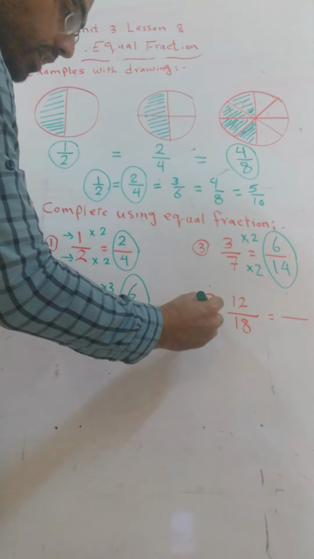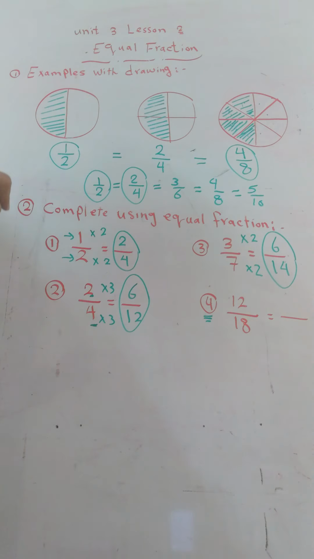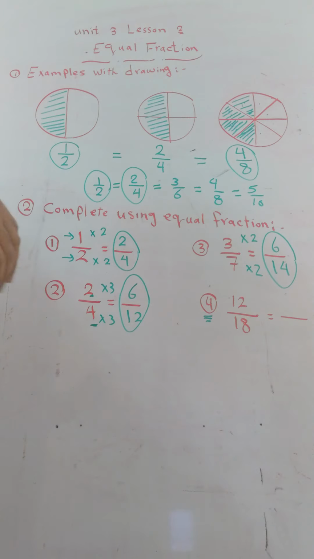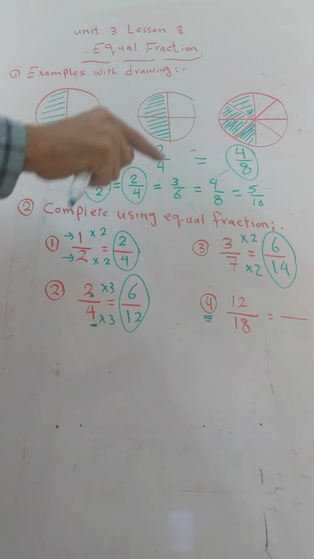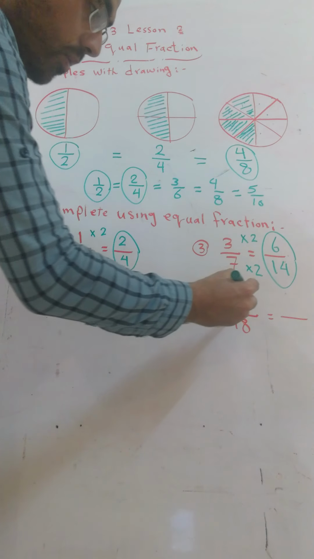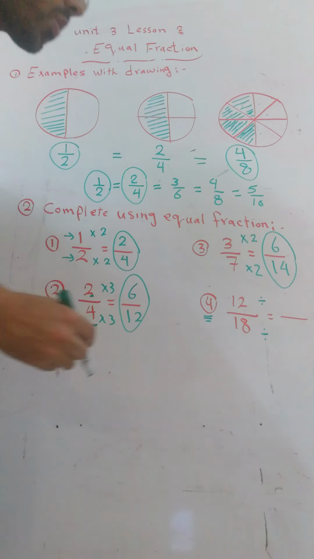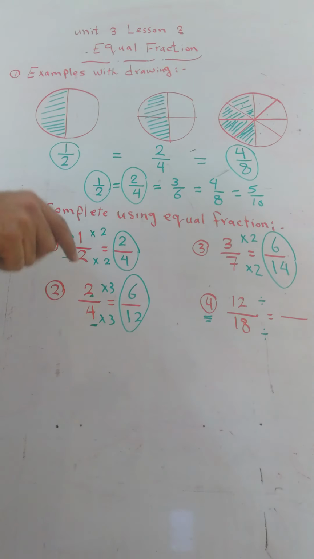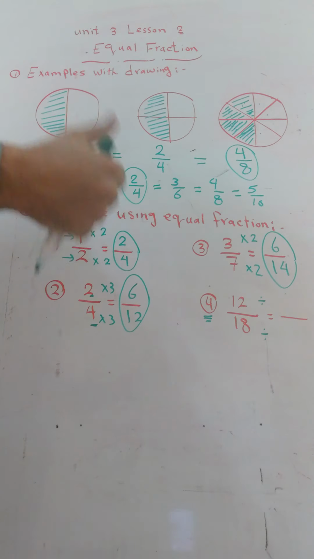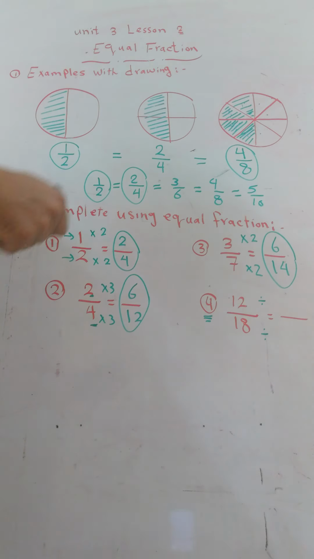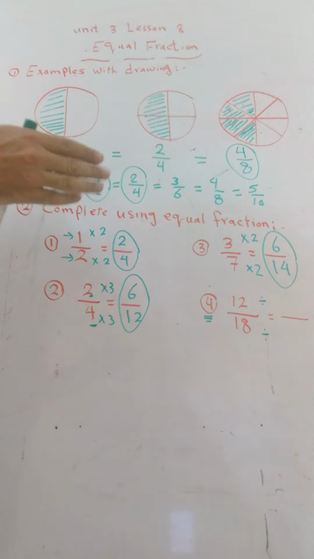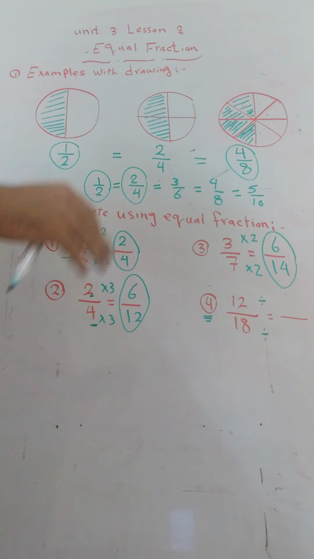Now at this fourth example, please concentrate with me. It's another important rule. If we have a large number, like 12 over 18, I can divide it, but we must divide the numerator and denominator by the same number. So I can multiply or divide, but with the same number. If I want to create equal fractions, I must multiply or divide the numerator and denominator by the same number.